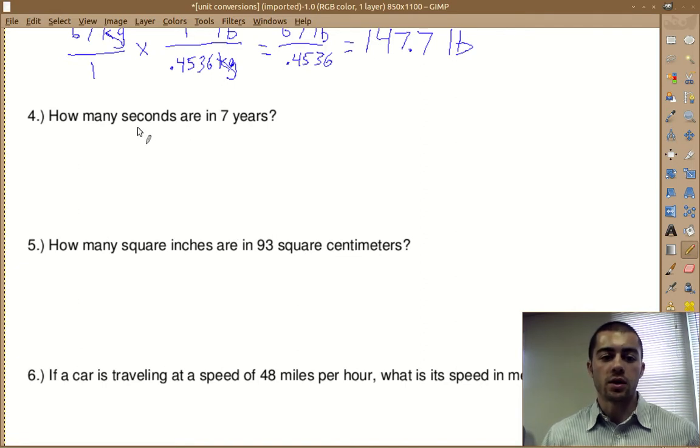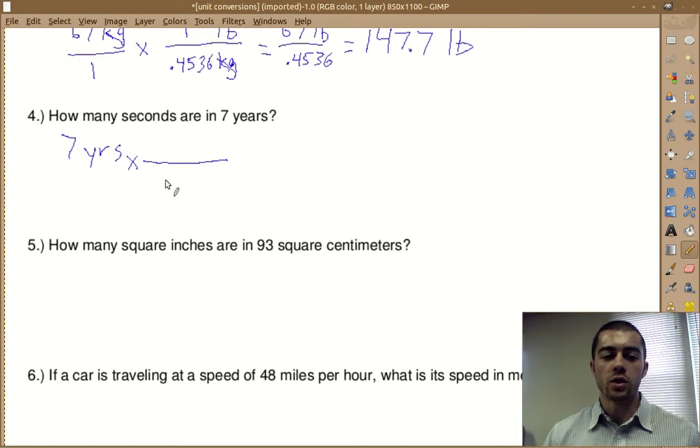How many seconds are in 7 years? Well, you could look up a conversion directly from seconds to years, but we're going to pretend that we don't have access to the internet here, and we're going to have to work with things that we know in our head. So if we take our original unit, or our original measurement of 7 years, we want to multiply by some conversion factor here. So we have years and we want to get down to seconds, so let's work this one step at a time.